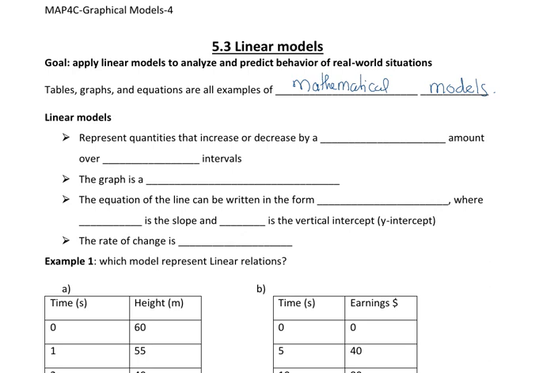Or let's say your wage, if you're getting paid hourly. If you work for 1 hour, that's $14. 2 hours, that's $28. So that's another example of linear relation. Okay? So it represents quantities that increase or decrease by, so a linear relation has to be increasing or decreasing by a constant amount over a period of time, or equal intervals.